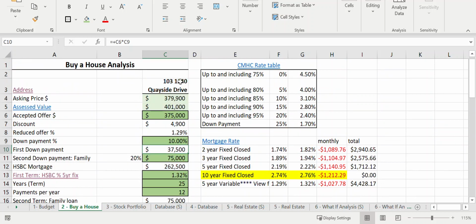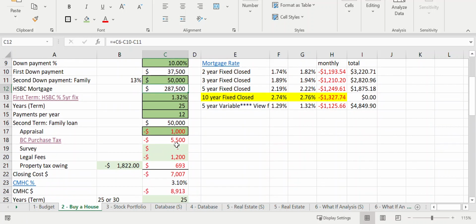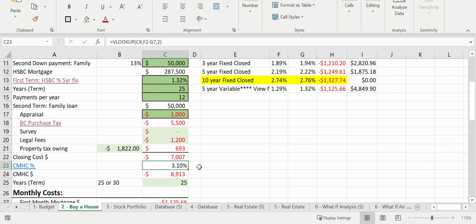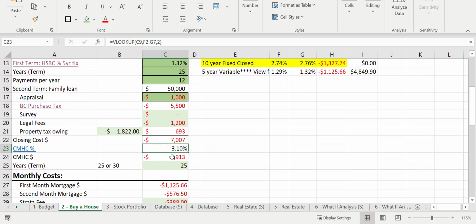So once I put in 10% up here, right here under my down payment, it changes everything. It means that I have to come up with 37,000, and my family's going to put down maybe, let's go 50,000. All right. So we don't really have enough down payment to avoid paying the CMHC. So what happens is the computer will calculate how much percentage I need to pay. And it says here that I've got to pay 3.1% because I'm at this one right here, the 85% finance rate. So that's 3.1%, and that gets entered here. With the 3.1%, I have to calculate how much I need to pay. So in this scenario, I would pay an extra $8,913.